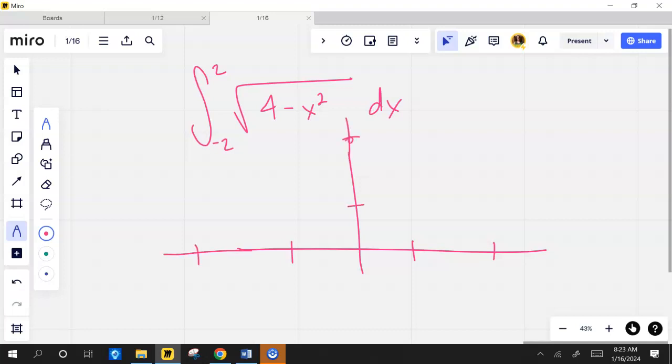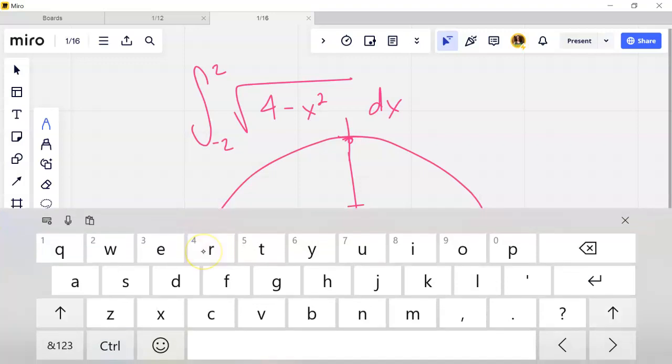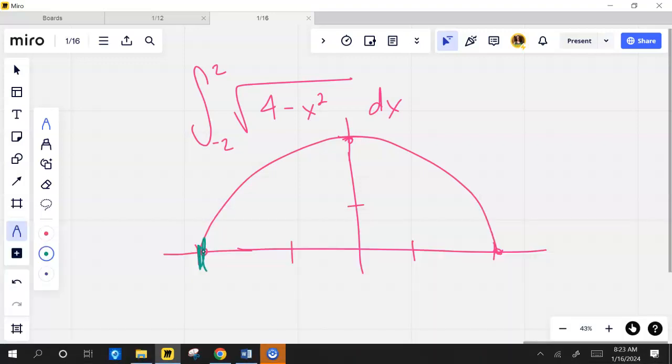Because it's the radius, that means everywhere I go is 2. It's going to be the worst semicircle ever. All right, there's my semicircle. And it's asking for the area between -2 and 2. So I'm looking for all of this.